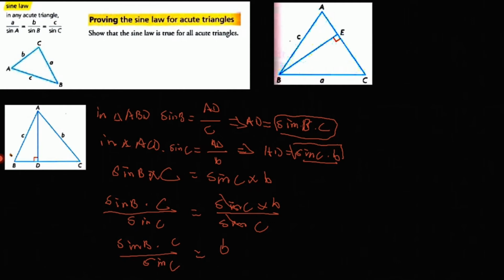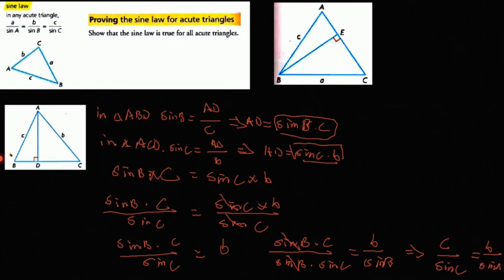Both sides divide by sin B. So it's sin B times c divided by sin B times sin C equals b over sin B. And then sin B cancels out. So c over sin C equals b over sin B. Look at this: c over sin C equals b over sin B. So look at the sine law. We prove b over sin B equals c over sin C.